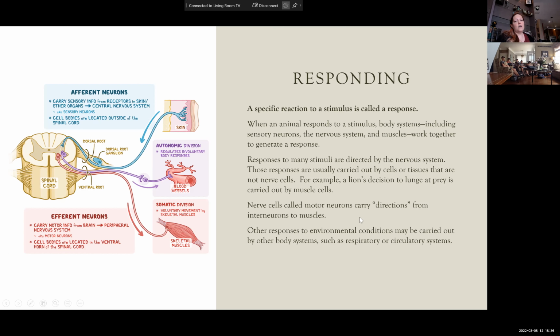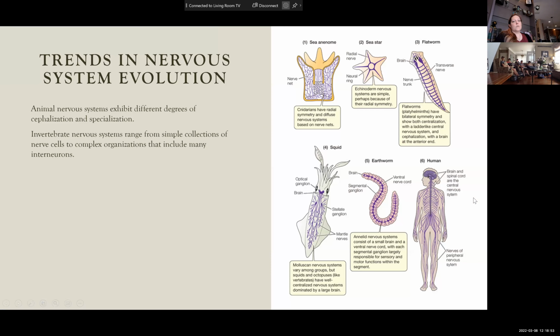So you got nerve cells called motor neurons. They carry directions from interneurons to muscles, to move, like we said. And other responses to environmental conditions can be carried out by other body systems like respiratory or circulatory. So if it's hot, obviously your respiratory and circulatory are going to respond, right? Or it's cold. So, trends in nervous system evolution.